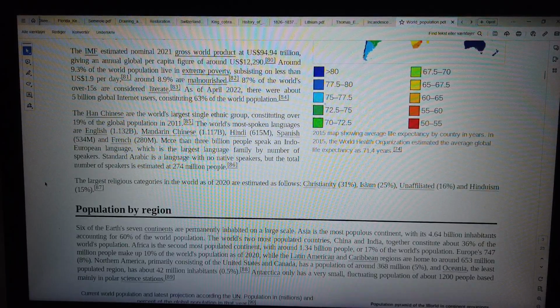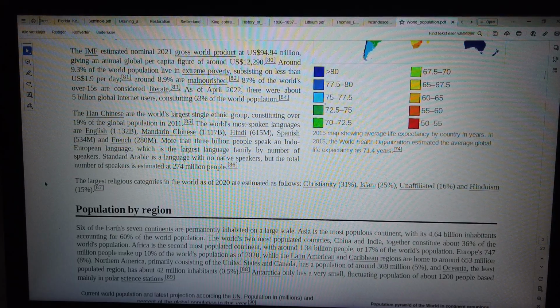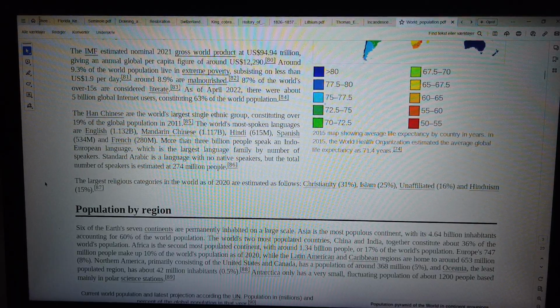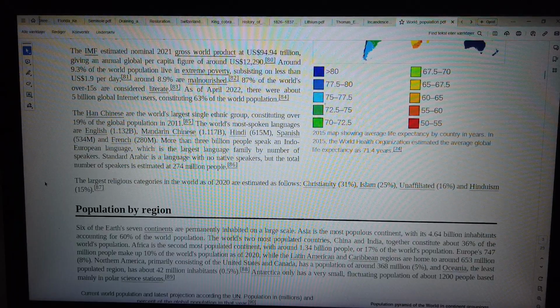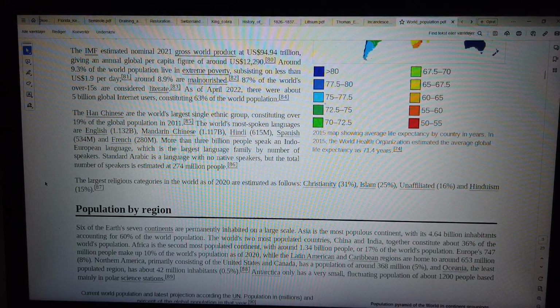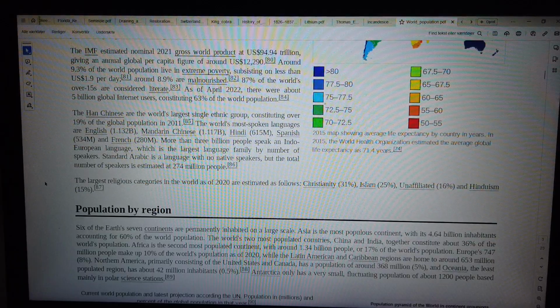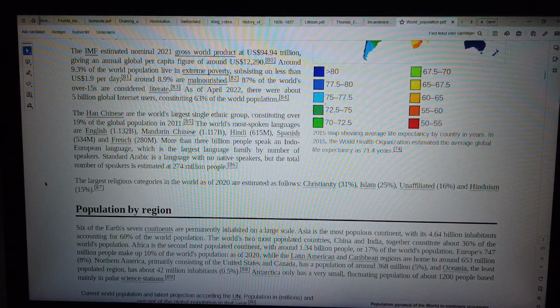79. The IMF estimated nominal 2021 gross world product at $94.94 trillion, giving an annual global per capita figure of around $12,290. 80. Around 9.3% of the world population live in extreme poverty, subsisting on less than $1.9 per day. 81. Around 8.9% are malnourished. 82. 87% of the world's over 15s are considered literate.